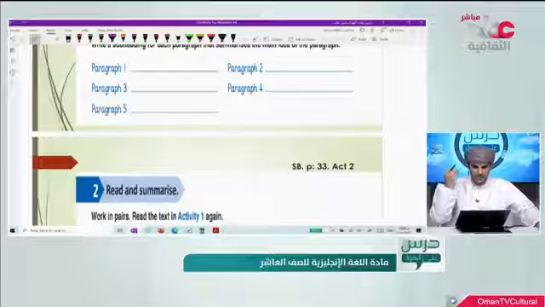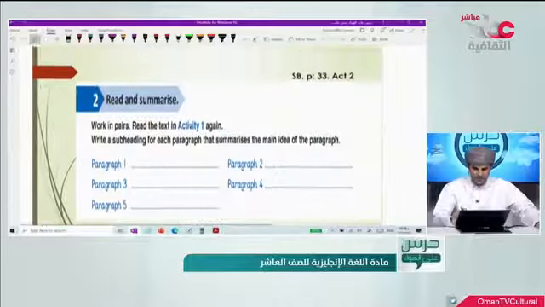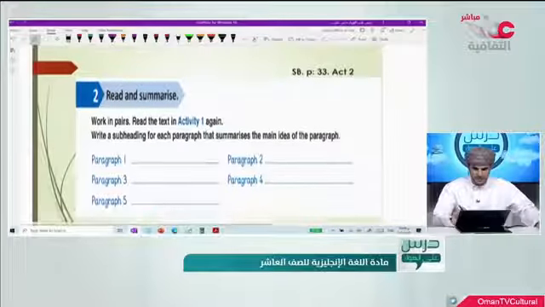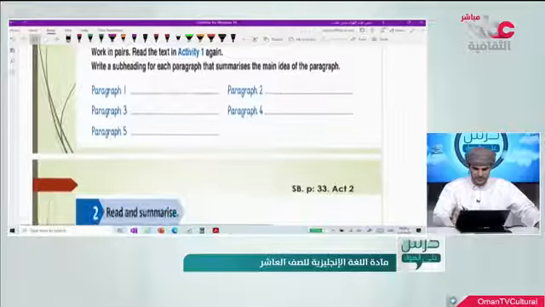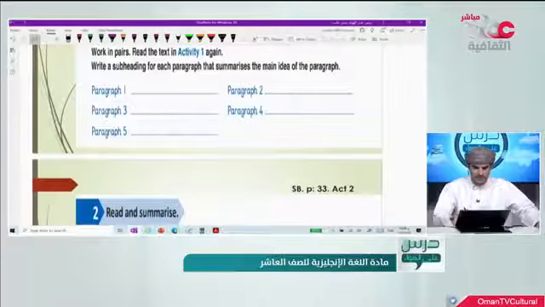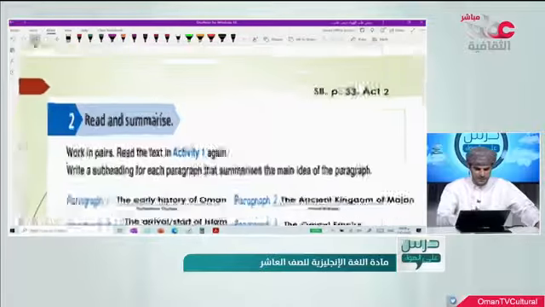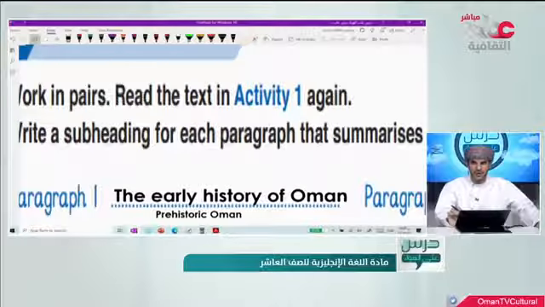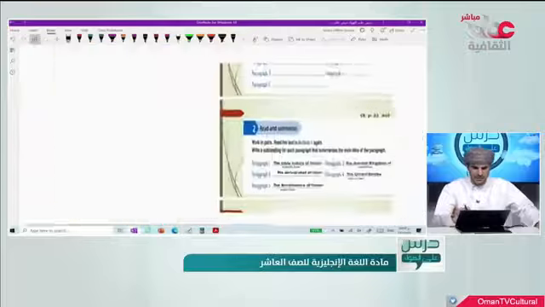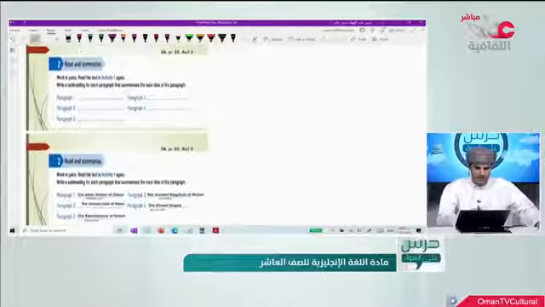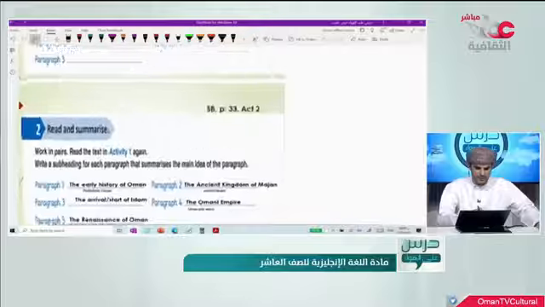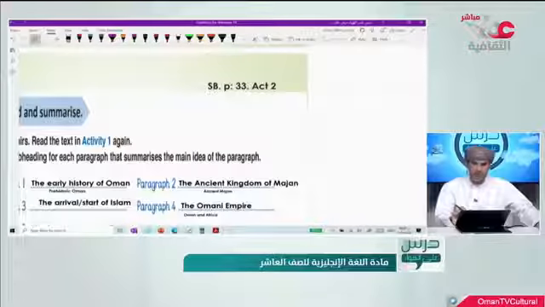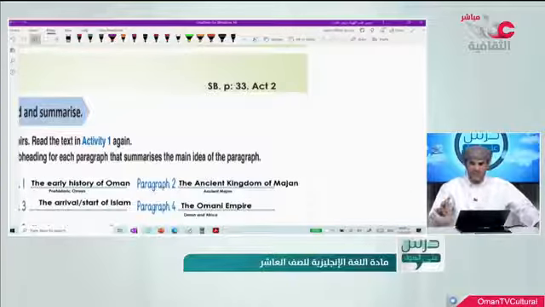We have, I think, volumes about our civilization, volumes written. So number one is, we can say it's the prehistoric Oman, or the early history of Oman. Paragraph 2 talked about the ancient kingdom of Majan, or you can just say ancient Majan.